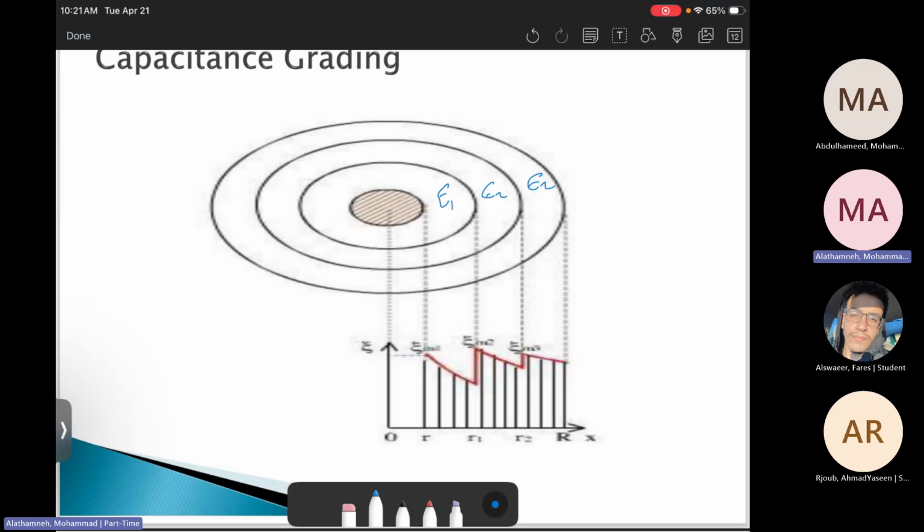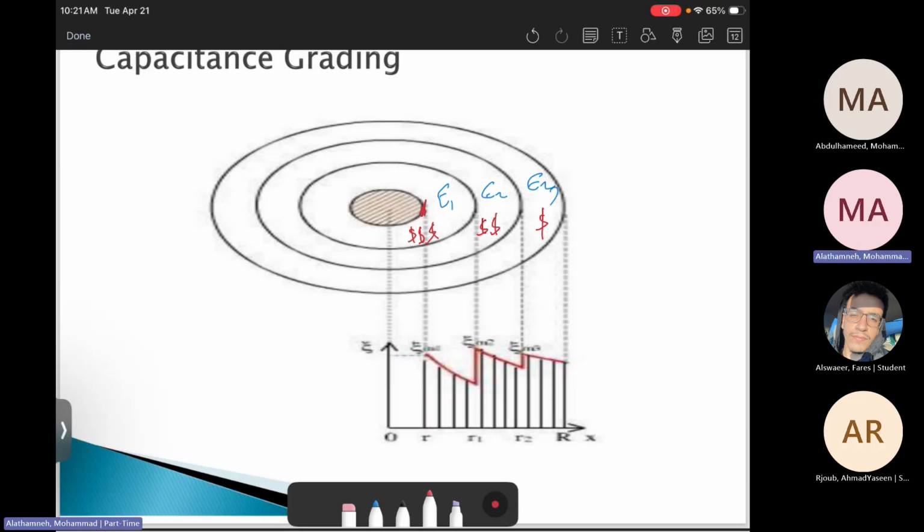Therefore, what's the point? We need to make sure, since the electric field is very large close to the surface, we will make it here very expensive material. Then number 2, medium expensive. Then the cheapest one is number 3.